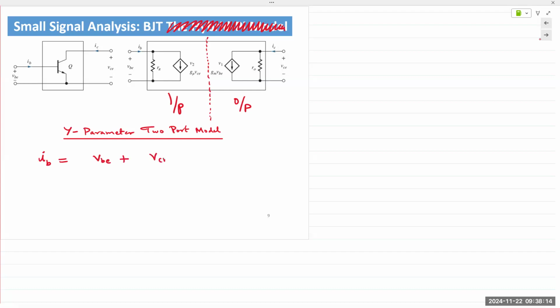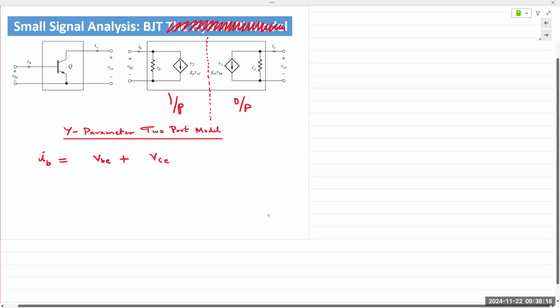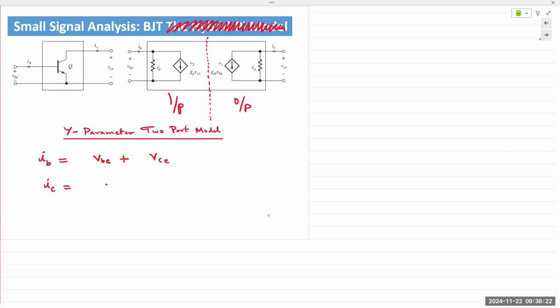Let's write it out first. And IC would be, again, VBE and VCE. So what are these conductance parameters?